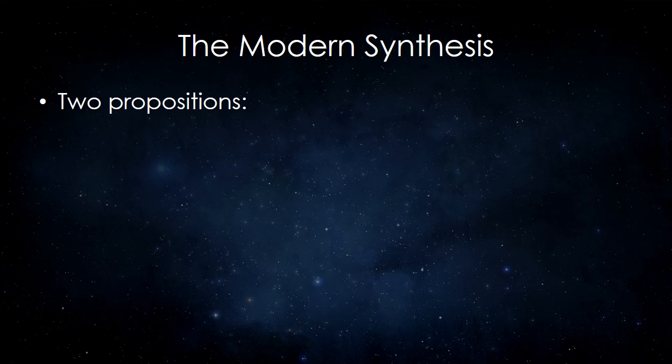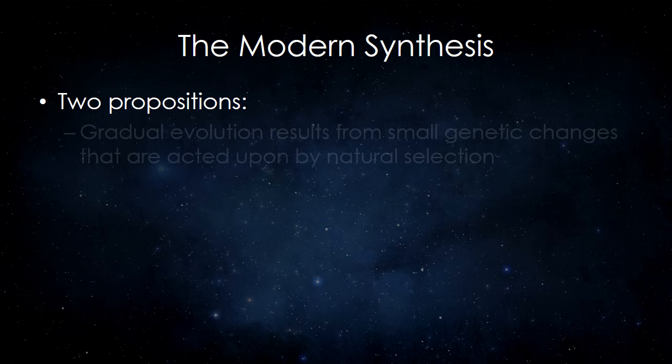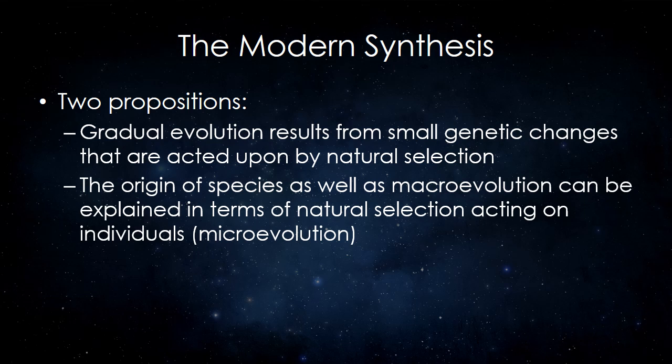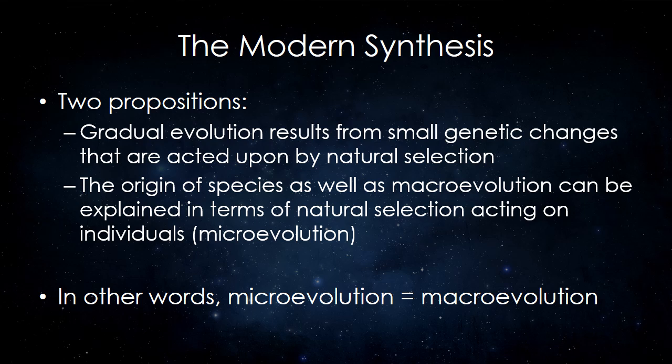Neo-Darwinism, or the modern synthesis, is summarized by these 2 propositions. Gradual evolution results from small genetic changes that are acted upon by natural selection. The origin of species as well as macroevolution can be explained in terms of natural selection acting on individuals. In other words, like Darwinism, it says that lots of small changes, accumulated over lots of time, amount to macroevolution.